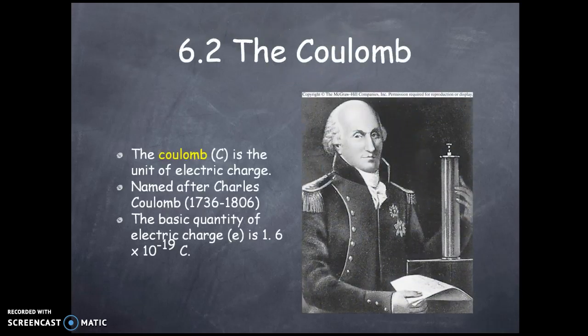The coulomb. The coulomb is the unit of electric charge. Electric charge usually is denoted by the letter Q, and the coulomb is the measure of that electric charge. It is named after Charles Coulomb. The basic quantity of electric charge is 1.6 times 10 to the power of negative 19 coulombs. The coulomb is a huge charge, and each electron or proton has 1.6 times 10 to the power of negative 19 coulombs of charge.